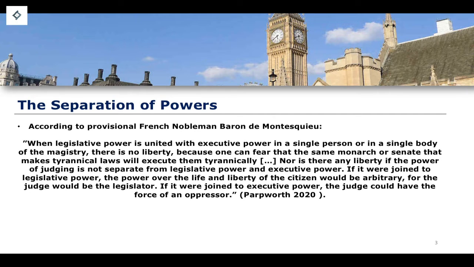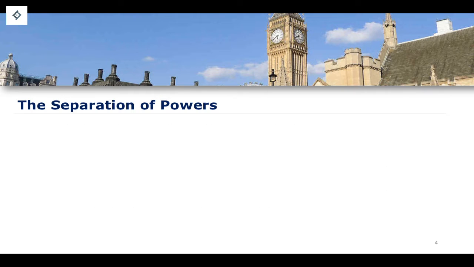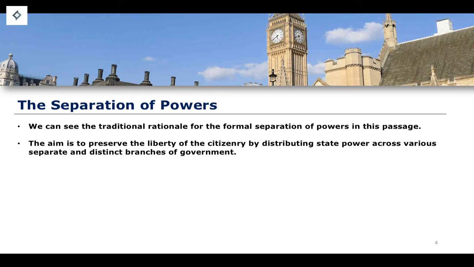When we have a separation of powers and when we have checks and balances on each of the branches of government, you have the ability for certain branches to potentially pass tyrannical laws, but then for other branches to check that authority and to ensure that those tyrannical laws are not executed or not upheld, for example. And so really the common understanding here is the rationale behind the separation of powers. And we can see the traditional rationale in this formal passage.